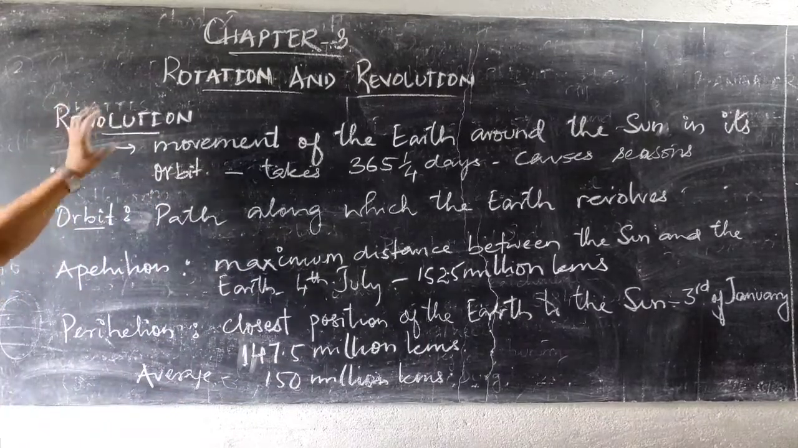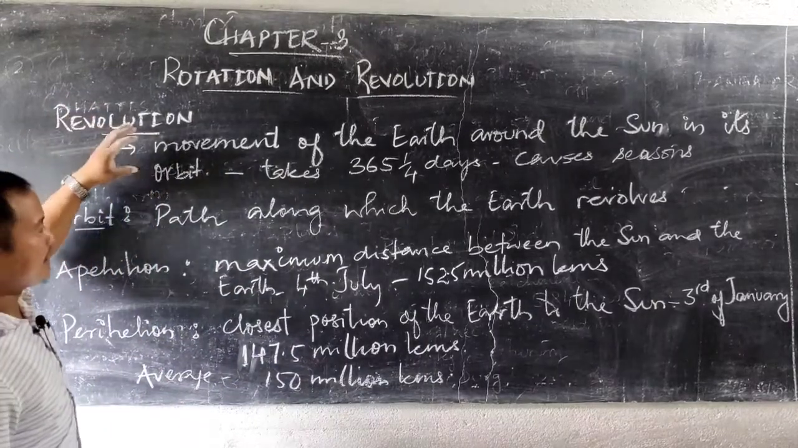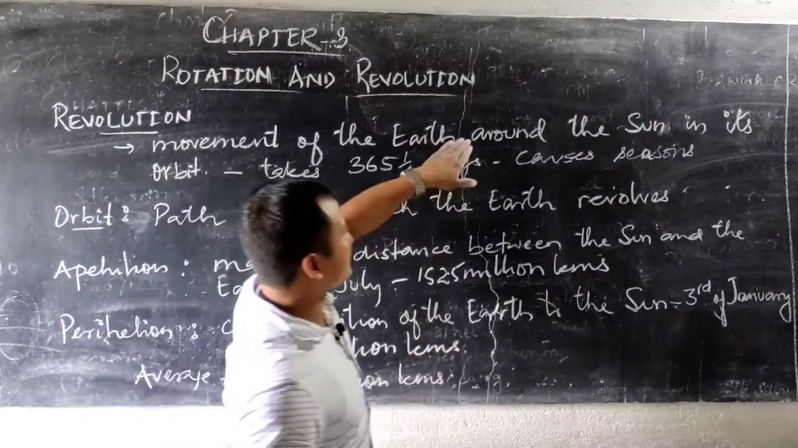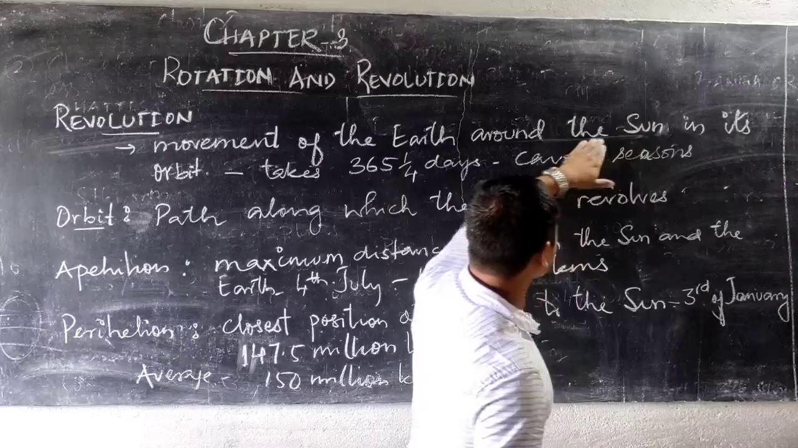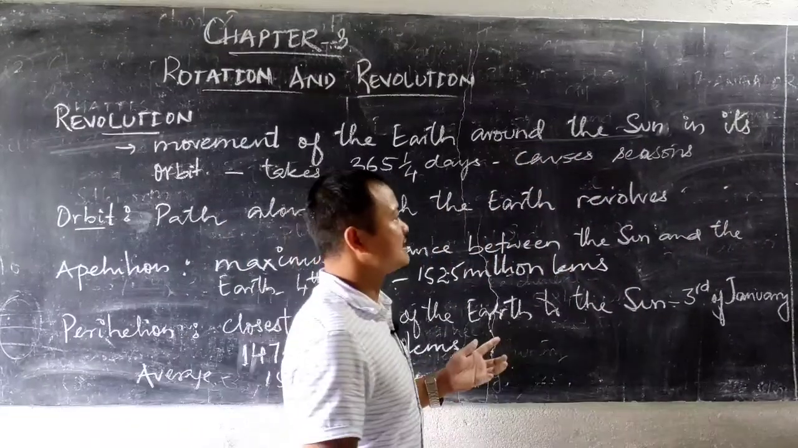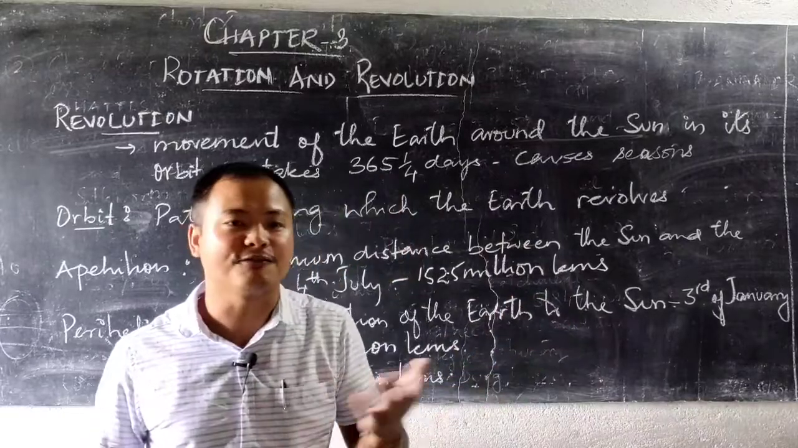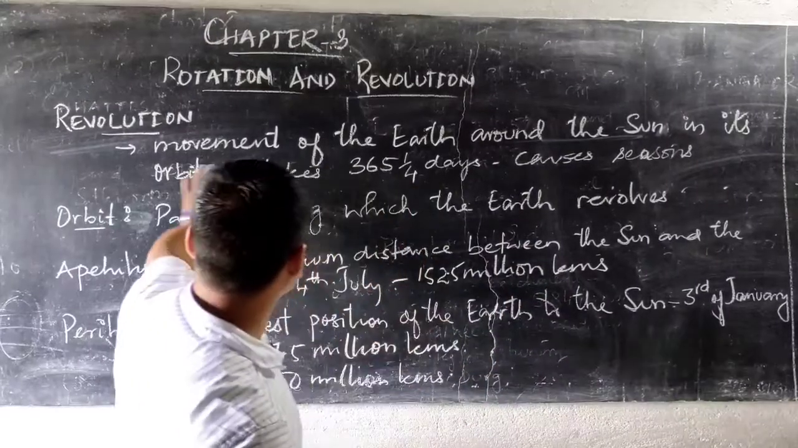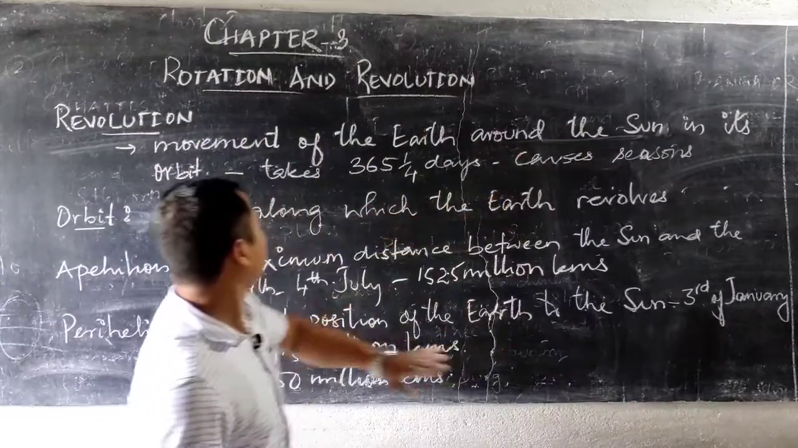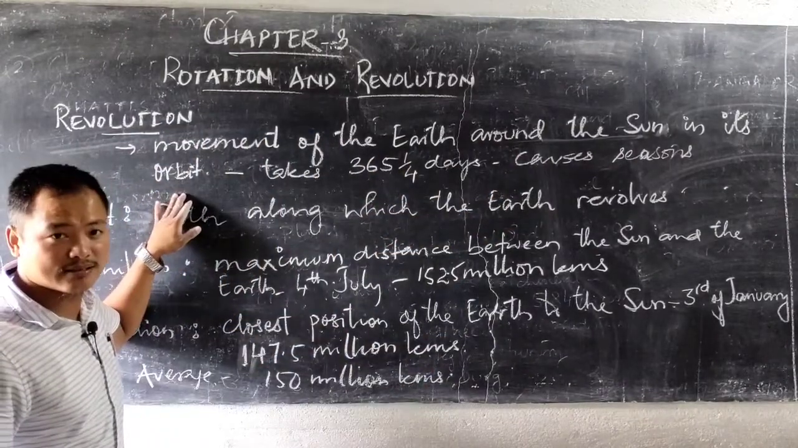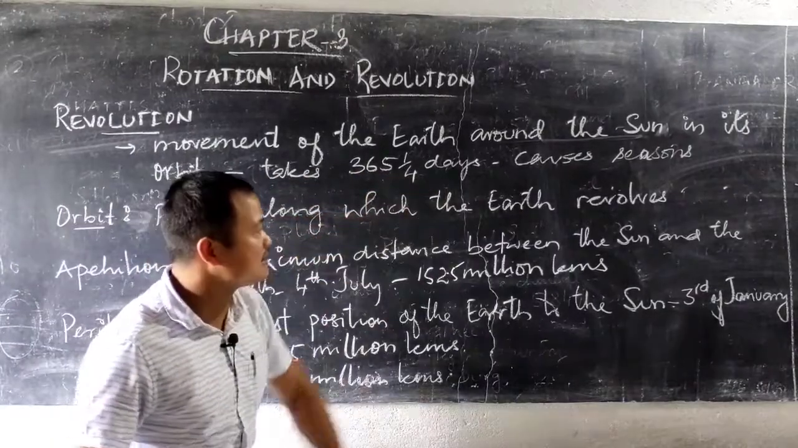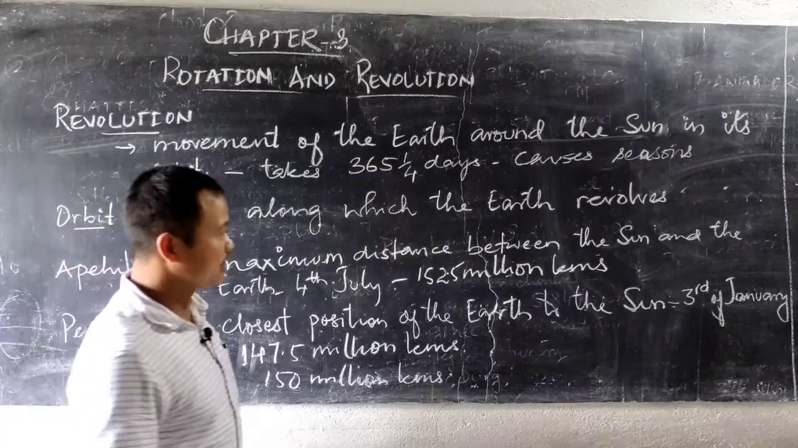Revolution, what is it? Revolution is the movement of the earth around the sun. So this is where we need to understand that the earth is going around the sun. You need to emphasize this point, and this is the very thing that differentiates it from rotation. Once again, revolution is the movement of the earth around the sun in its orbit. It takes 365 1/4 days to complete one single revolution.